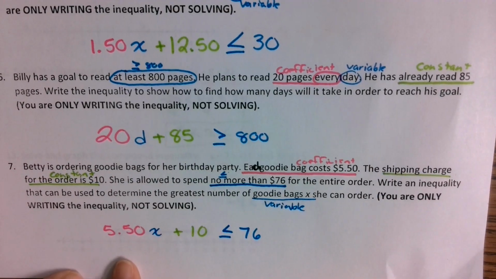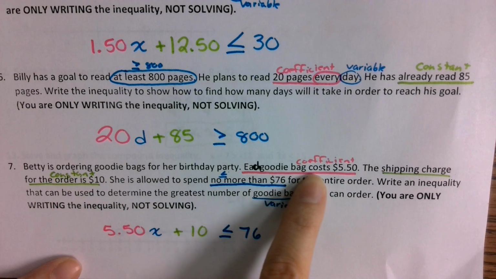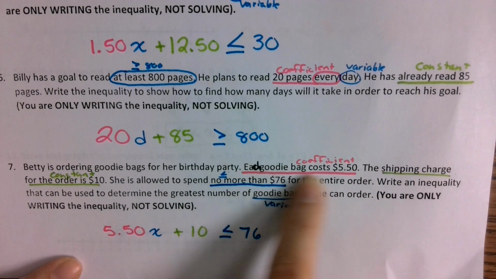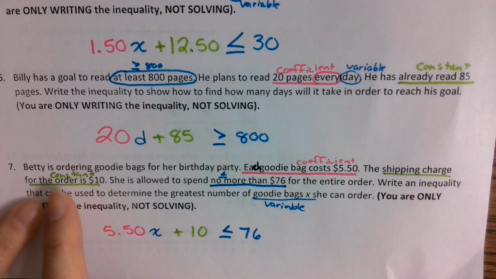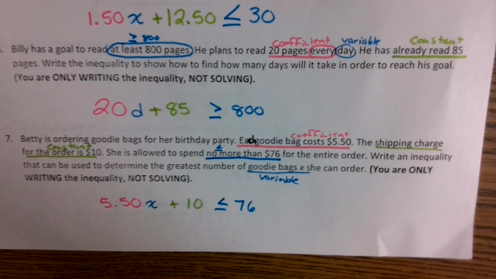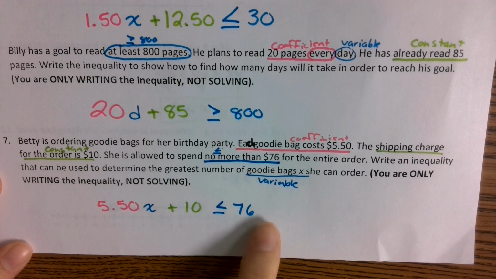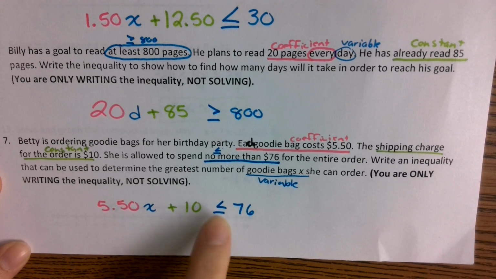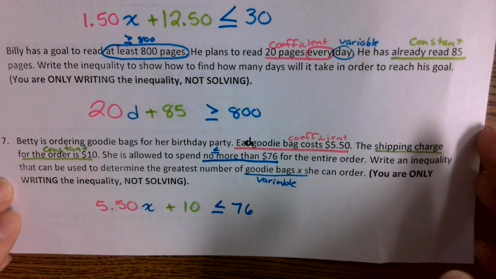For problem 7, Betty is ordering goodie bags for her birthday party. Each goodie bag costs $5.50. There's your coefficient. Shipping charge for the order is $10. That's your constant. You pay shipping one time. She is allowed to spend no more than $76. No more than means she can spend $76 or less than $76. So less than or equal to. So $5.50x plus 10 is less than or equal to 75.